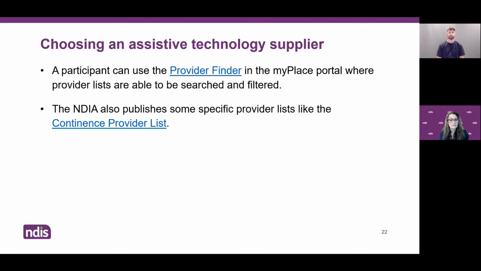An NDIS participant can use the provider finder on our website and in the My Place portal to search and filter for providers. Participants may also want to research a provider's services on the internet, check the reviews and get advice from families and friends, or speak with different providers, either face-to-face or over the phone, before deciding.